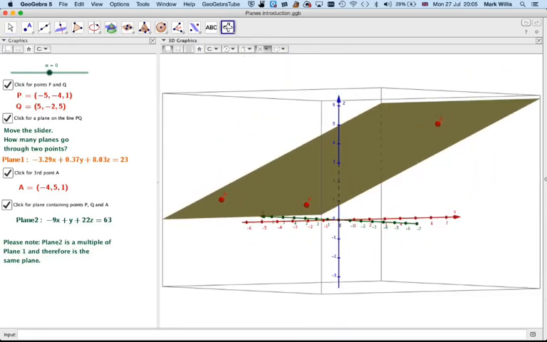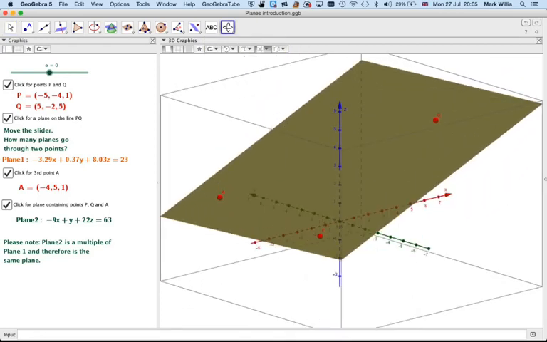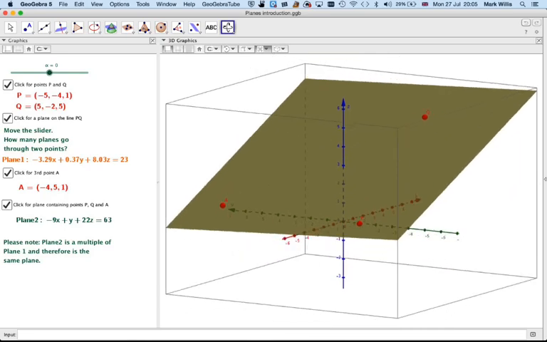In this case the plane has its Cartesian equation. It's minus 9x plus y plus 22z is equal to 63. Now, it does look like this is different to this one, but if you multiply this one by 9 divided by that, you will actually get that plane. This is it in its simplest form. They are exactly the same plane.